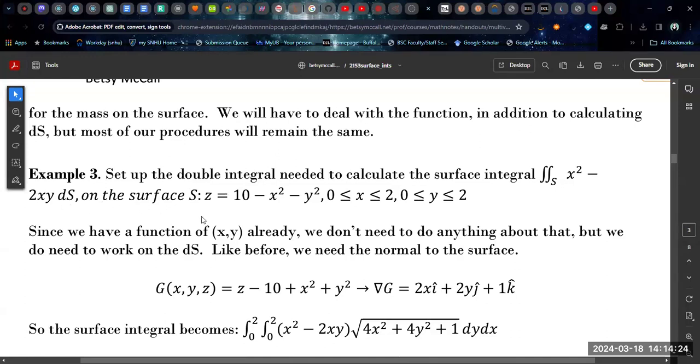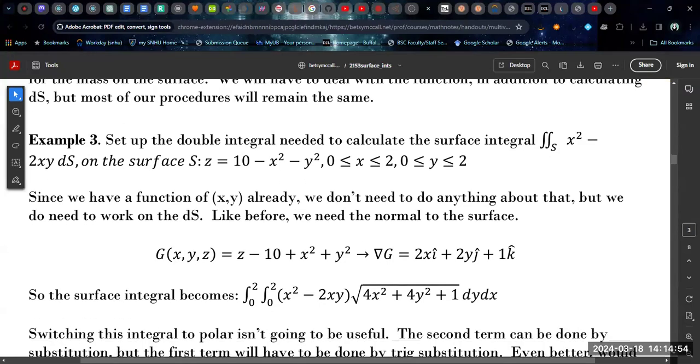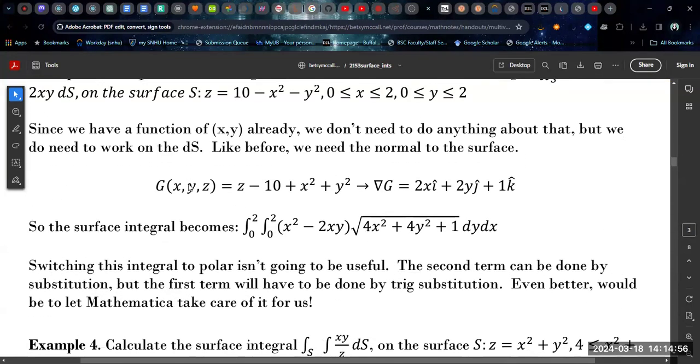So for instance, we need to set up the double integral needed to calculate the surface integral of x squared minus 2xy dS on the surface S given by this upside down paraboloid from 0 to 2 and 0 to 2. Now we already have a function of x and y, so we don't need to do anything in terms of getting rid of the z function, but we do need to calculate the dS. So that's going to be calculated the same way as our previous example.